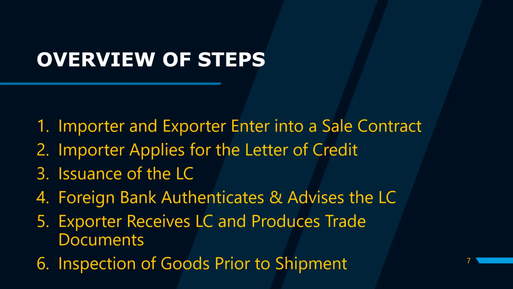In summary, an overview of the steps are as follows. Importer and exporter enter into a sales contract. Importer applies for a letter of credit. Issuance of the LC. Foreign bank authenticates and advises the LC. Exporter receives LC and produces trade documents. Inspection of goods prior to shipment.